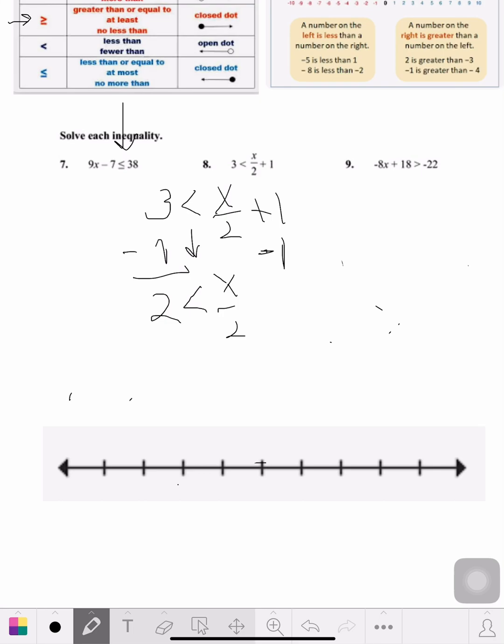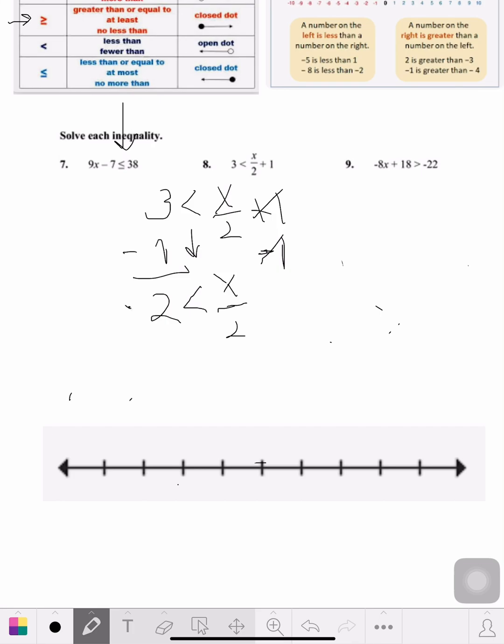And these two cross out. A positive 1 and a negative 1 makes 0, so they're both gone. So right now, this is our problem. It's 2 is less than x over 2. So I still want to get the x by itself, so it's x divided by 2. The opposite of division is multiplication. So that means we multiply both sides by 2 to get rid of this 2.